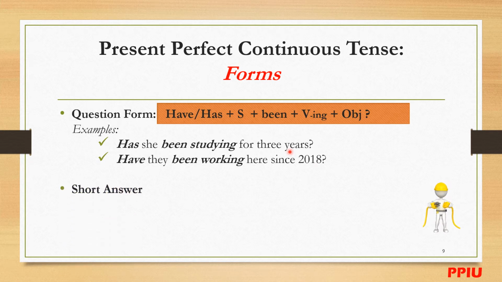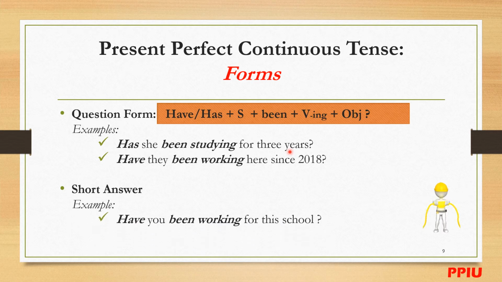Short answer, the same thing. Have you been working for this school? Okay, the answer is yes, I have, no, I haven't. Okay, the same thing with present perfect simple, present perfect passive, as well as present perfect continuous. We still have the same form of short answer here. Alright.